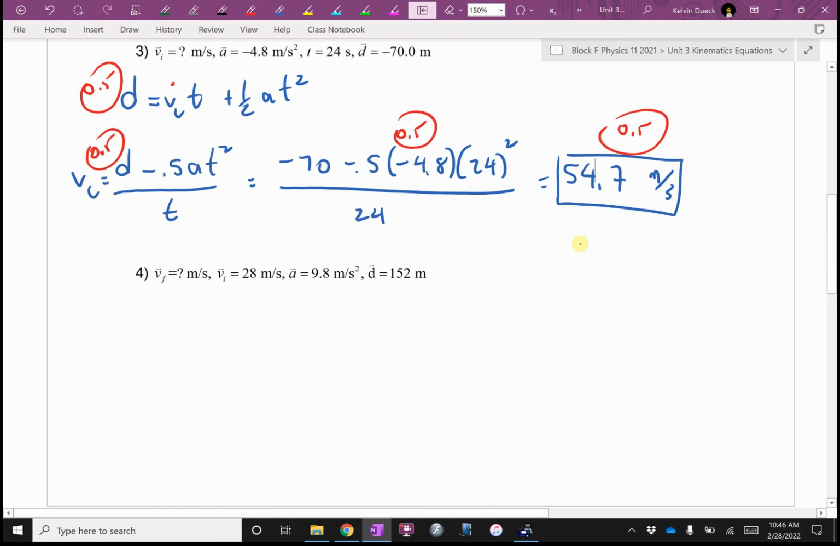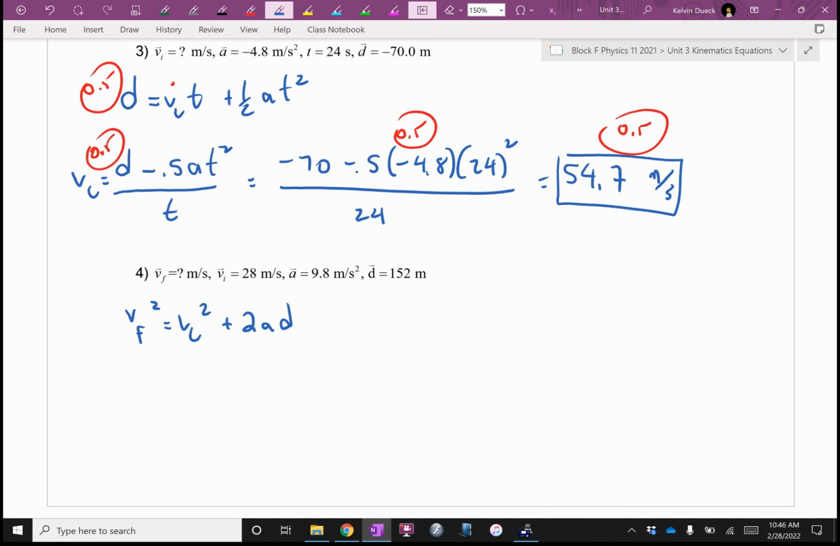I got a VF, a VI, an A, and a D. I think this one, is it VF squared equals VI squared plus 2AD? I think so. I want to get the VF by itself. Is it? Not quite. I have a VF squared by itself.